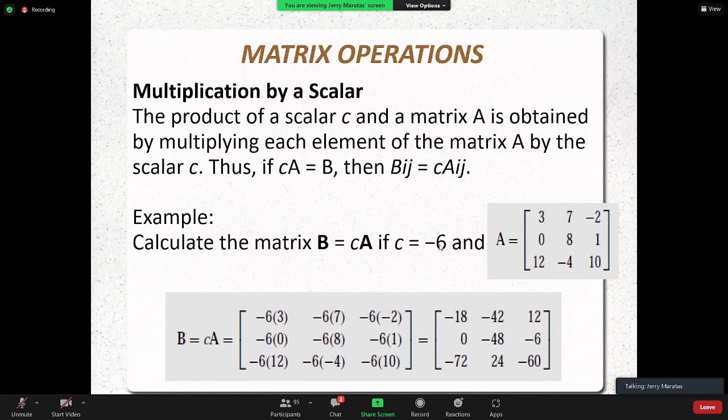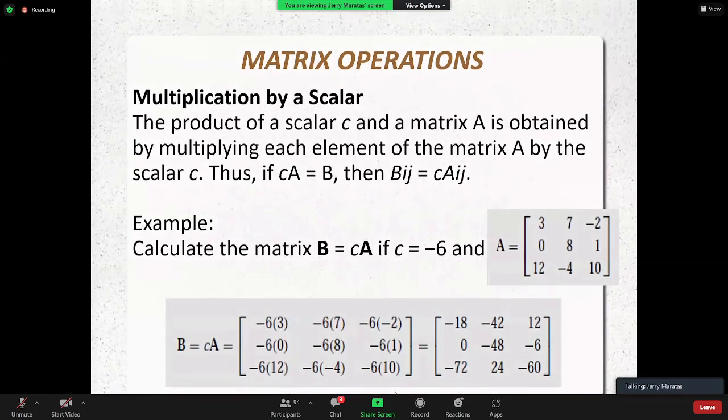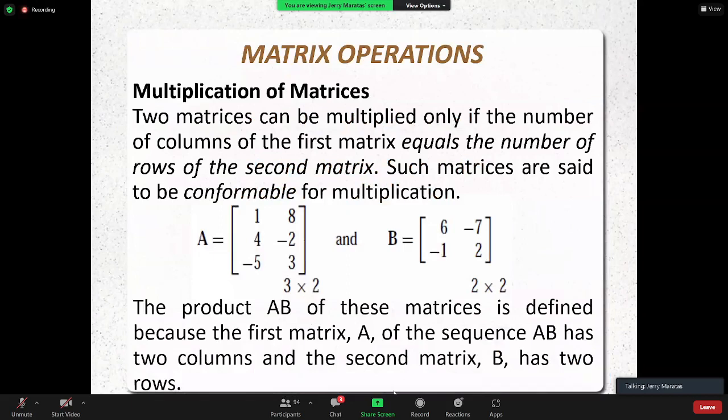So the resulting matrix will now become minus 6 times 3, minus 18, minus 6 times 7, that's minus 42, minus 6 times negative 2, that's positive 12. And you continue, and we have this resulting matrix. So basically, if it is a constant that you're going to multiply to a matrix, you simply distribute the constant to each element and perform multiplication. So again, I don't think there's a problem in performing that one operation.